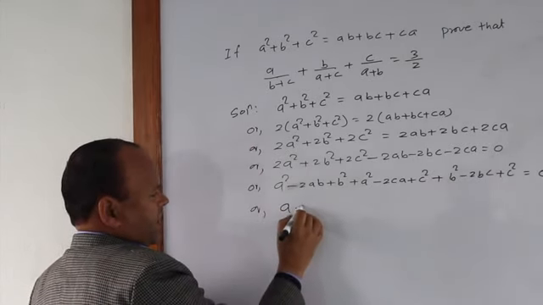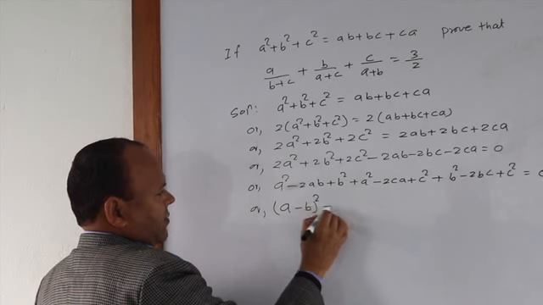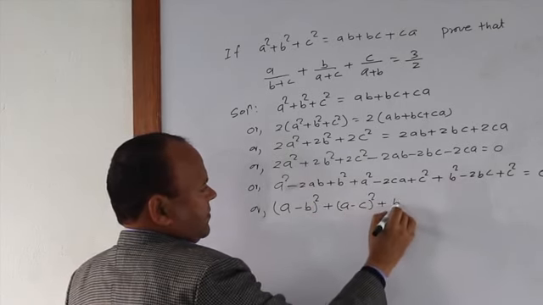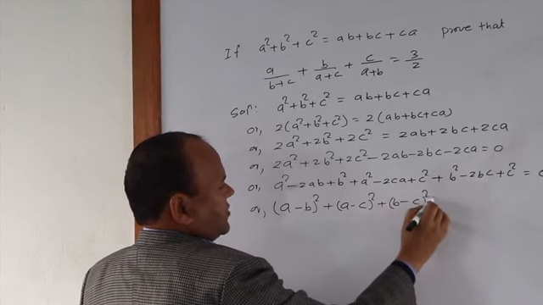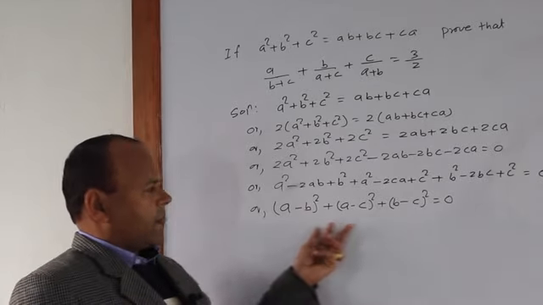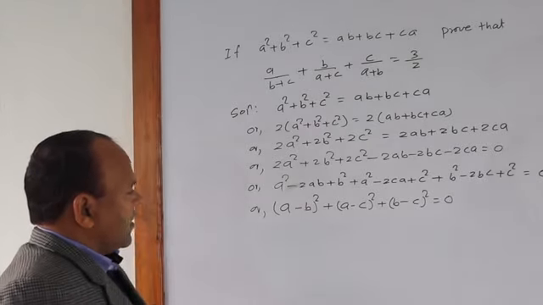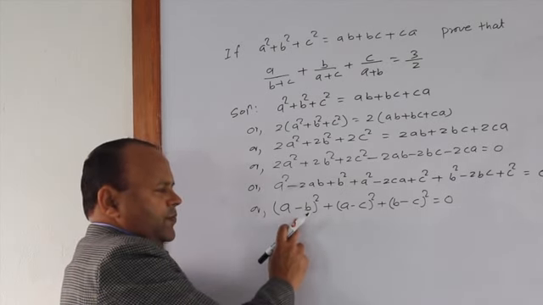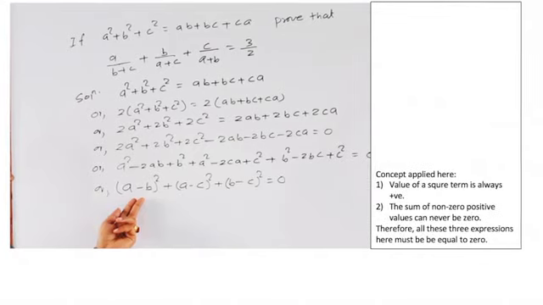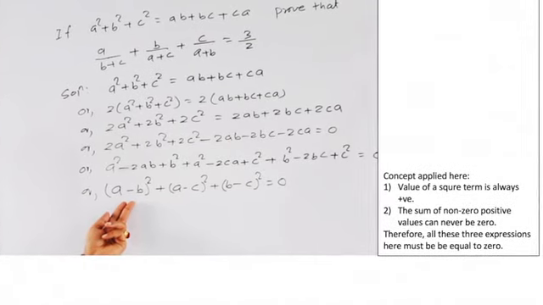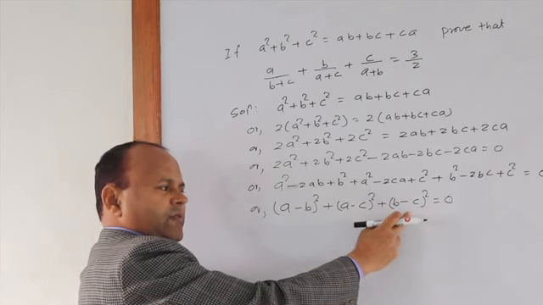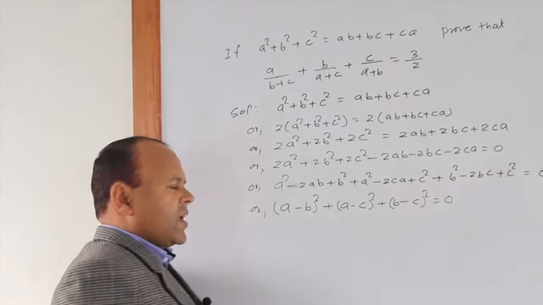That is a minus b whole square plus a minus c whole square plus b minus c whole square is equal to 0. We get this. And it is a square term. It is also a square, it is also a square, and it will always give a positive value since it is a square.